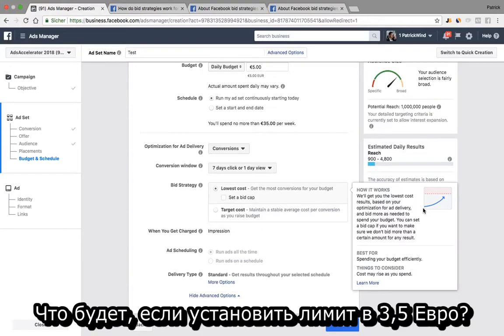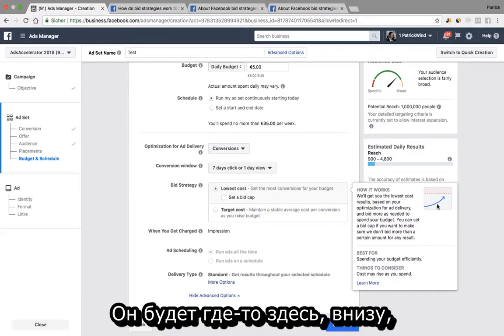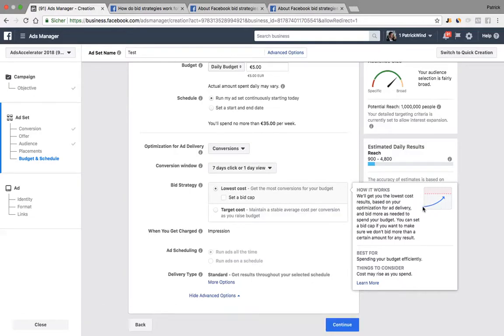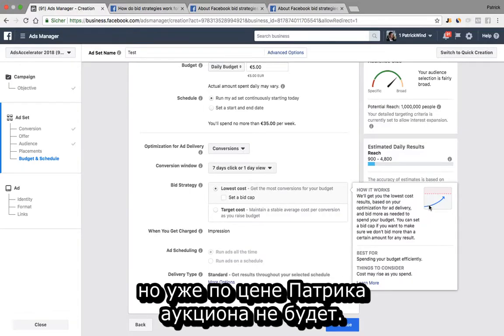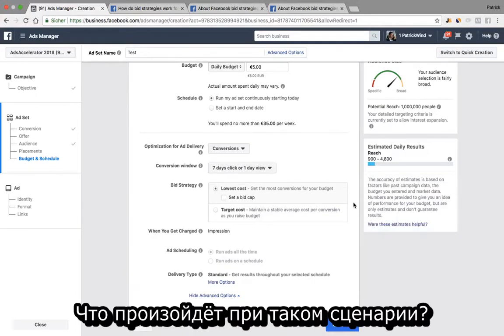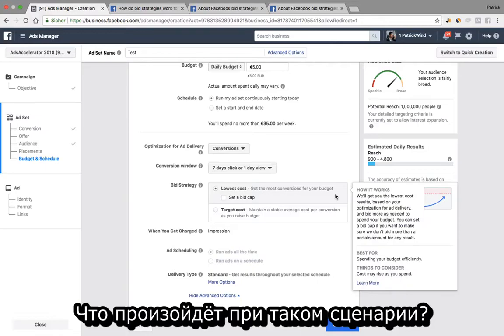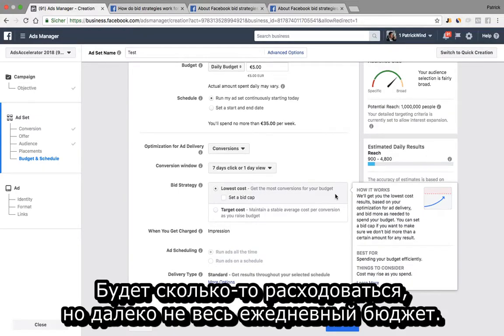What would happen if we set it at €3.50? Well, it would be very low here, and it would enter the auction for my girlfriend, but it would not even enter the auction for Patrick's. Okay, so what would happen in this case scenario? It would spend something, but would never spend the entire daily budget.